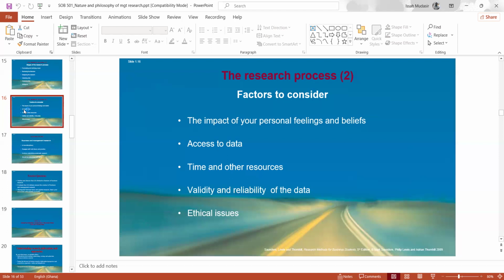Also, informed consent. Let them voluntarily agree to participate in the study. It should not be compulsory for everybody. If you go to a respondent, you first ask them whether they are feeling willing and able to participate, so that you don't violate their privacy.